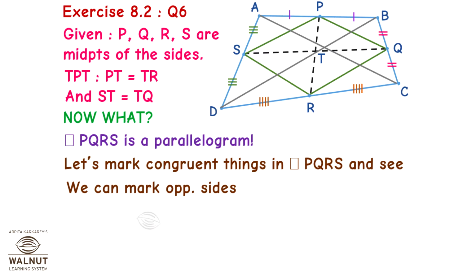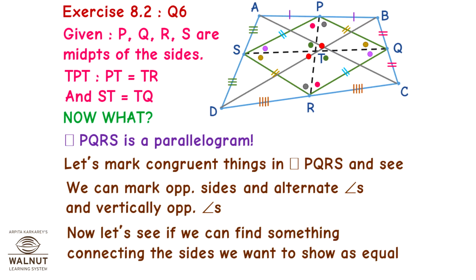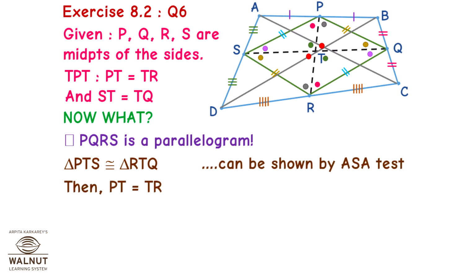Let's mark congruent things in quadrilateral PQRS and see. We can mark opposite sides and alternate angles, and vertically opposite angles. Now let's see if we can find something connecting the sides we want to show as equal. Triangle PTS is congruent to triangle RTQ can be shown by ASA test. Then PT is equal to TR, CPCT.